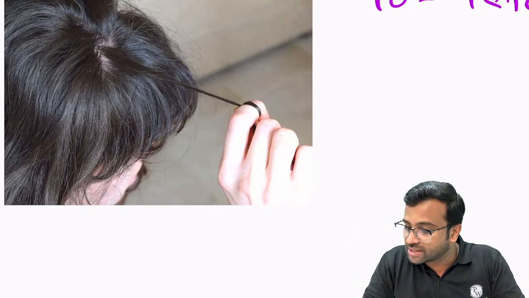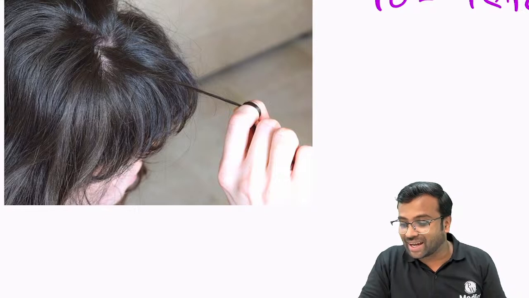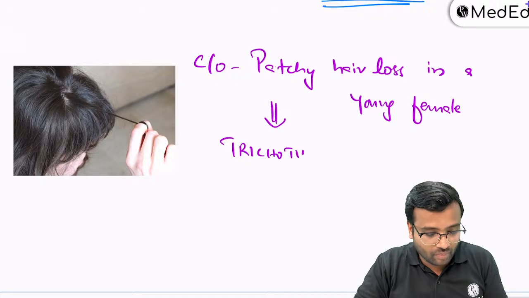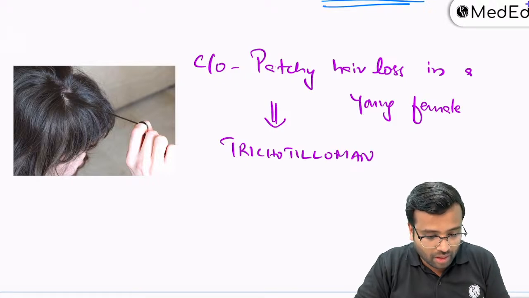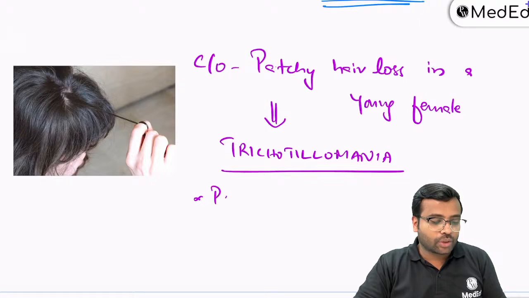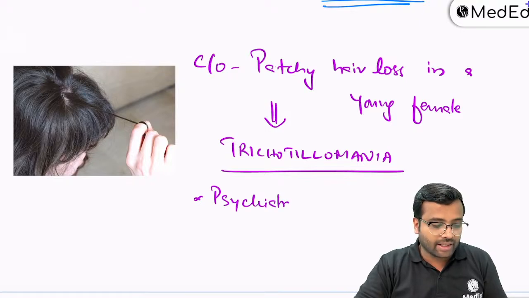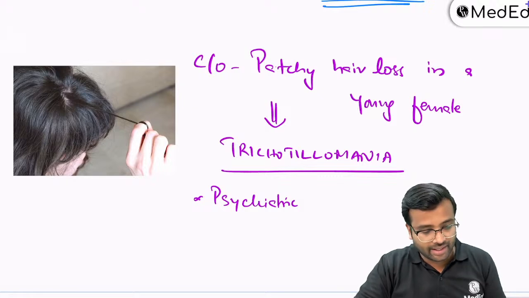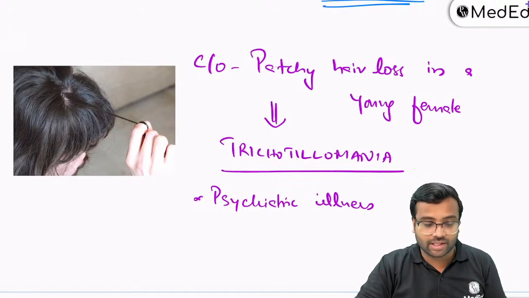Now what is this? Very good. The right answer here can be trichotillomania. So what is happening in trichotillomania? This is actually a psychiatric illness. So we will have to refer this patient to a psychiatrist, isn't it?